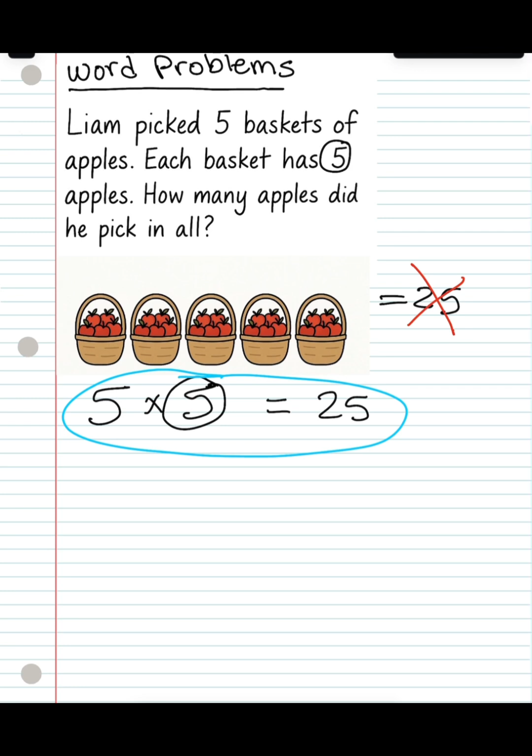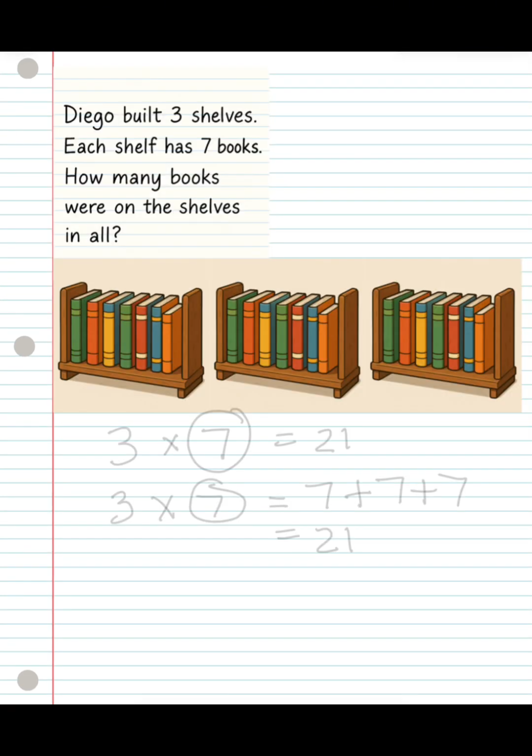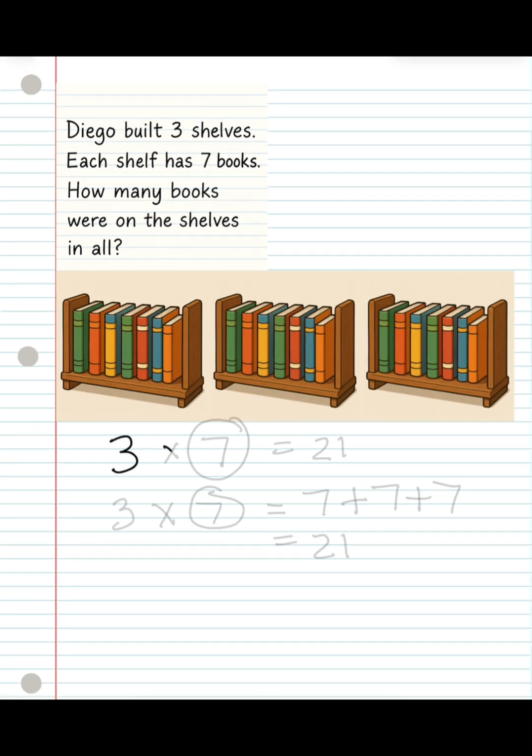So now let's look at another example. And you'll notice all these problems are really similar. It's just the number of groups and the number of objects in the group changes. But you want to think about them in the same way. Diego built 3 shelves. Each shelf has 7 books. How many books were on the shelf in all? So again, you're going to say, how many groups do I have? I have 3, and I know it's going to be multiplication. And then how many objects are in each group? Well, we have 7 books on each shelf, which is our group.